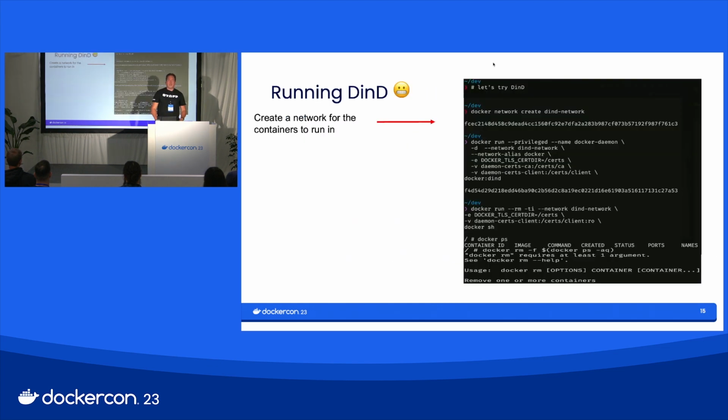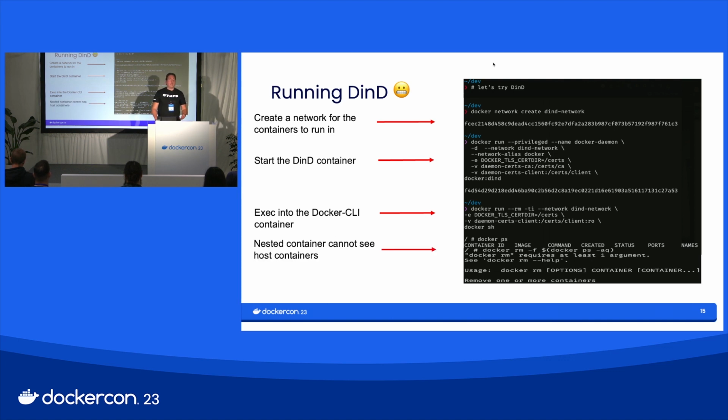This is, again, a little bit of repetition of what we did before in the demo. We created a network that is not really a must-have. We started the Docker in Docker container. We created the CLI container, and we exec'd into it. And then we realized that we don't have access to the host containers, which is good.